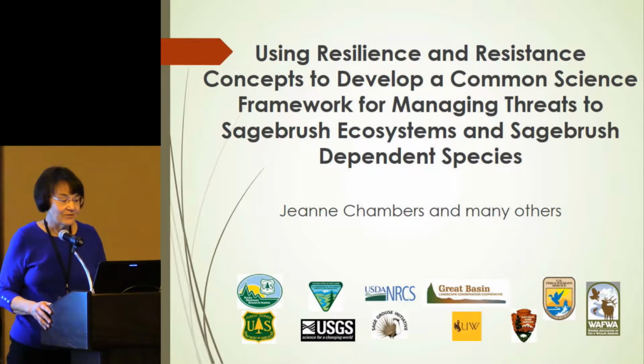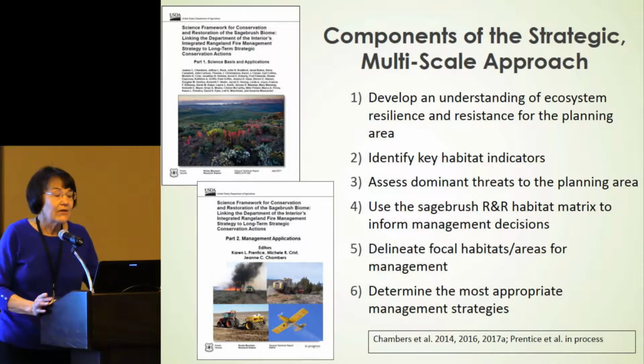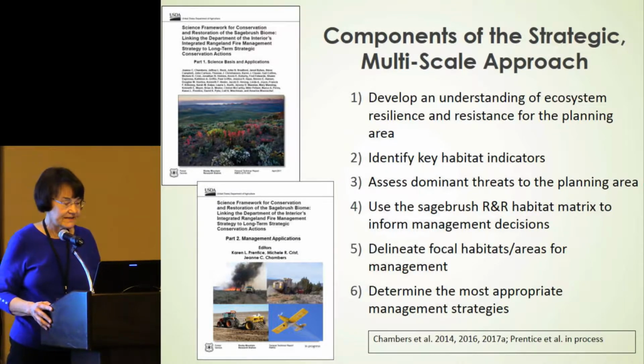And you can see by the variety of logos that this has truly been a collaborative research and management effort. Now, there are 6 different components to the strategic multi-scale approach that is used in the science framework, and I'm going to be talking about those different components today. The first is to develop an understanding of ecosystem resilience and resistance for the planning area. The second is to identify key habitat indicators.